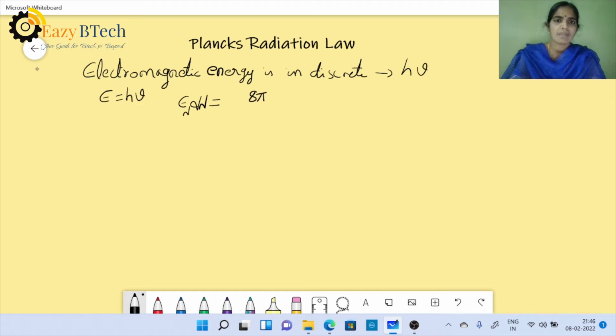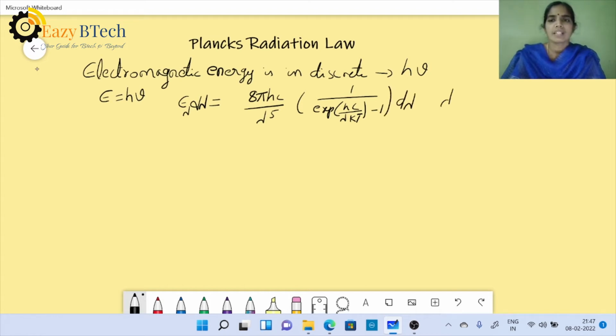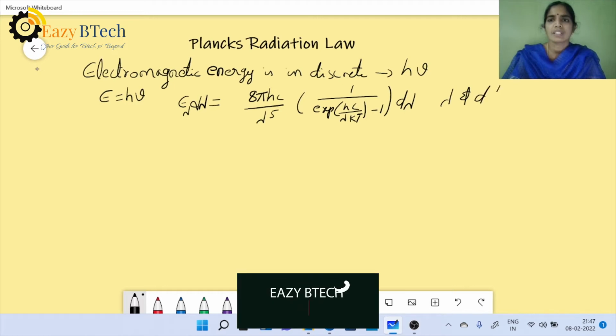It is written as 8 pi hc by lambda to the power 5 into 1 by exponential hc by lambda kT minus 1 into d lambda. When we are considering the energy in the range of wavelength lambda and d lambda, here when I use d lambda, it simply means that it is a very small wavelength region. The wavelength region is very small: lambda and lambda plus d lambda.